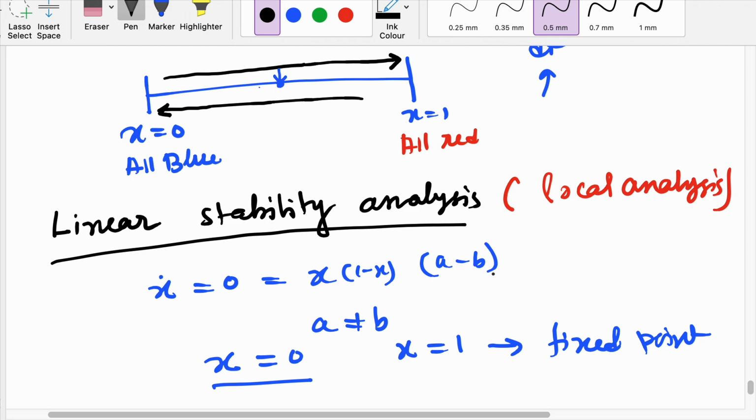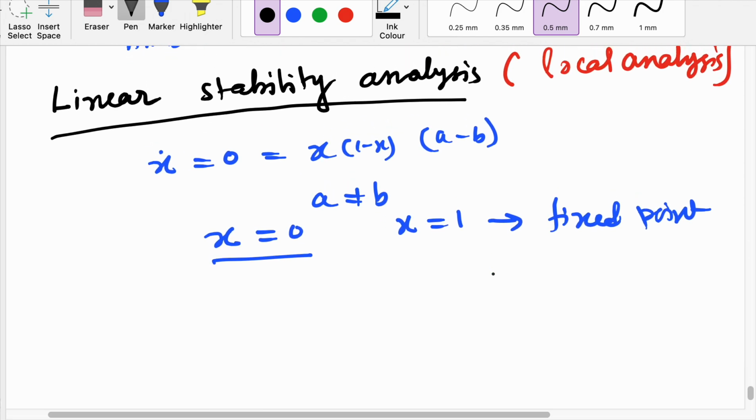This is a technique you could learn from that book called Nonlinear Dynamics and Chaos by Strogatz. I'm not going into the details of this linear stability analysis, I only use these tools here.